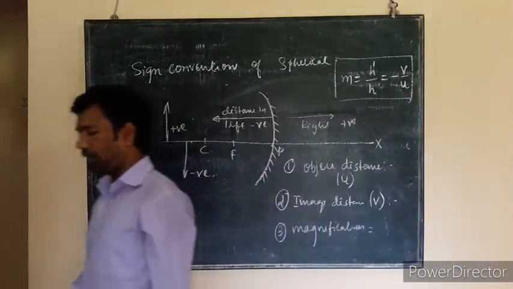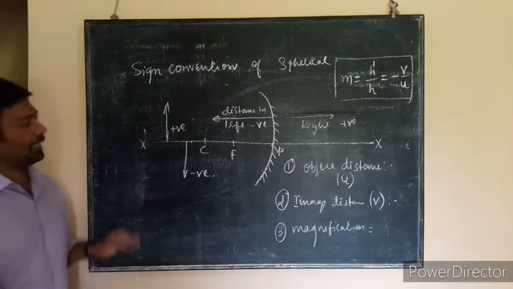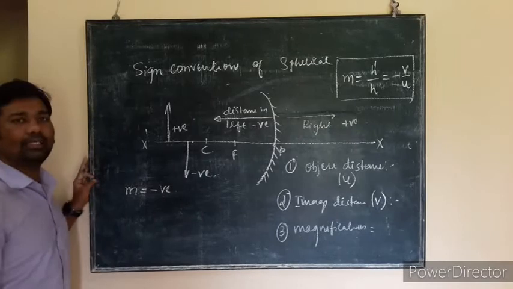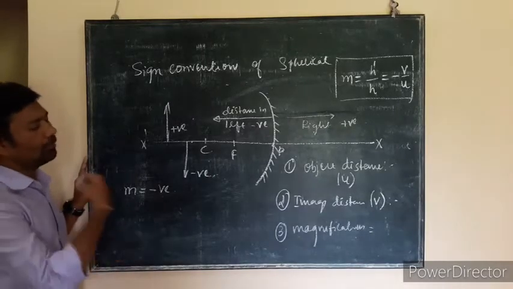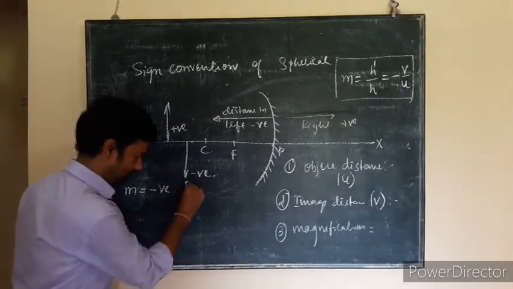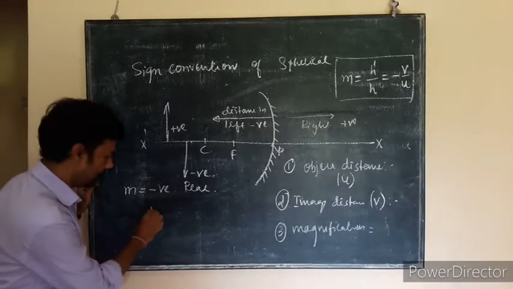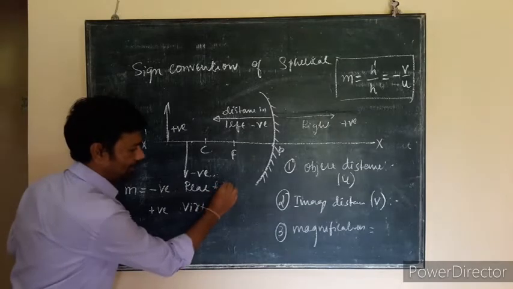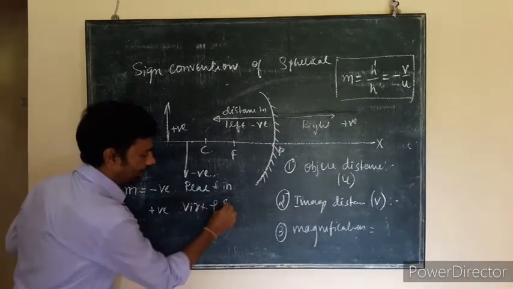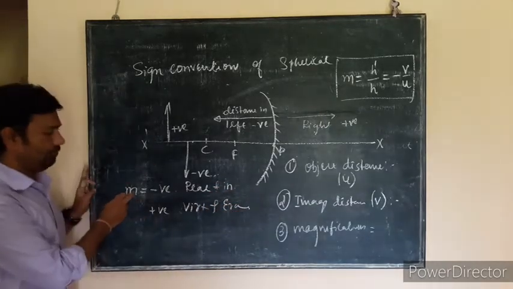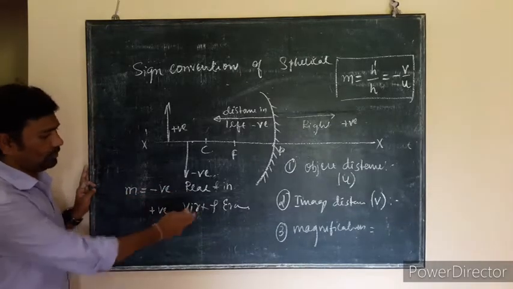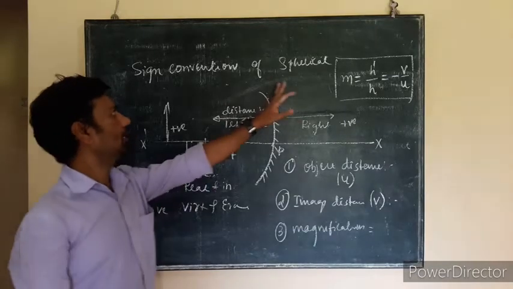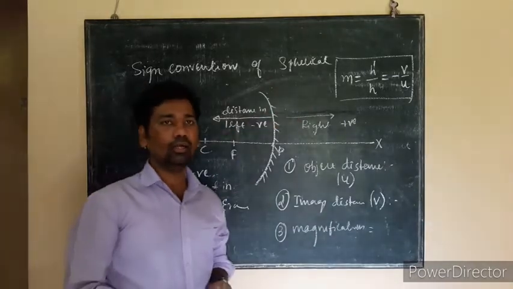A negative sign in the magnification indicates that the image is real and inverted. A positive sign indicates that the image is virtual and erect. Magnification negative, real image; positive, virtual and erect image. So with this information we can solve the problems.